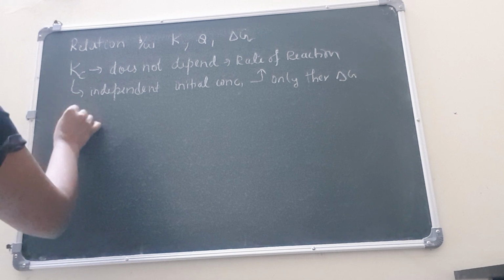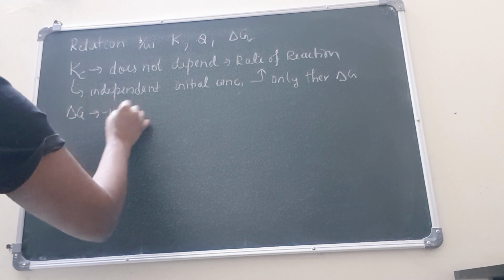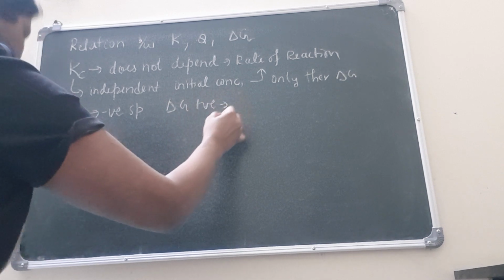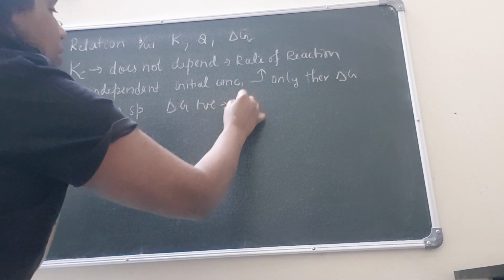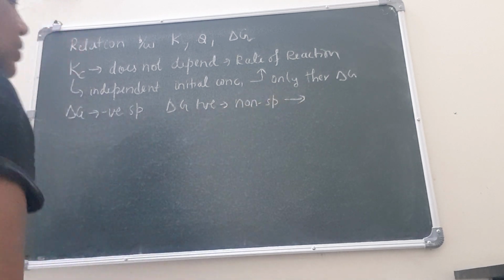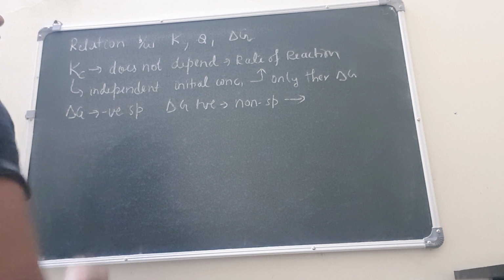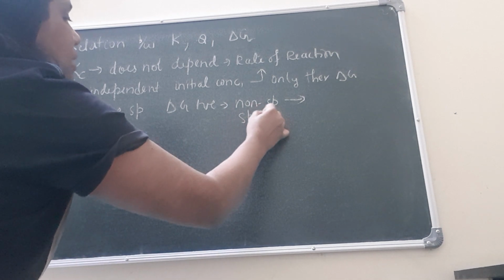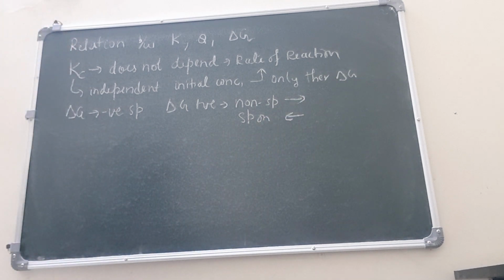And you know this, we have studied this: if delta G is negative, it is spontaneous. If delta G is positive, it is non-spontaneous in the forward direction. When delta G is negative, it's obviously spontaneous in the forward direction, and non-spontaneous in the backward direction. So if delta G is negative, it is spontaneous in which direction? Forward. And if positive, non-spontaneous forward, and spontaneous in the backward.